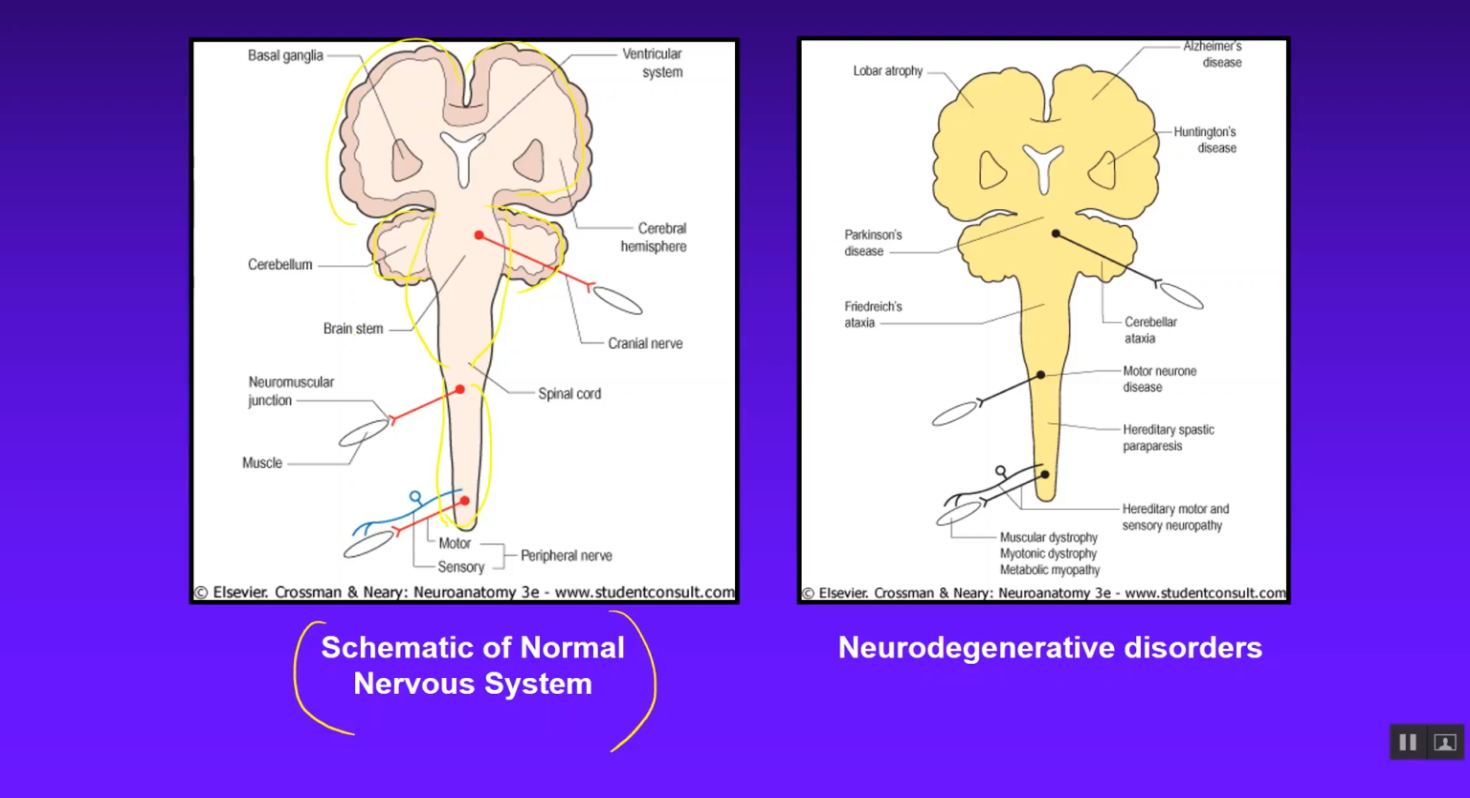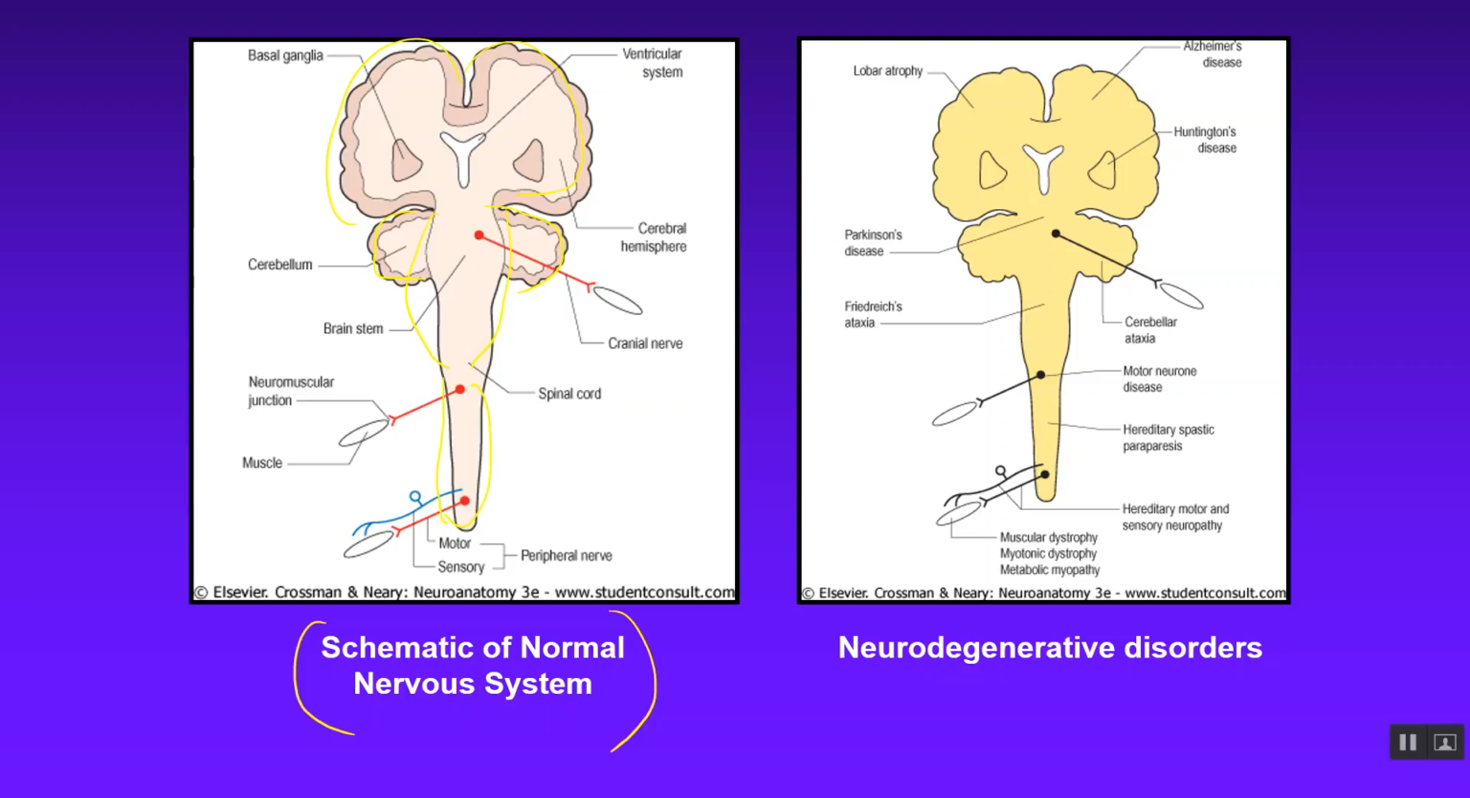So this is what a normal looking schematic would look like for this textbook. Nice and gray, everything's plump, all the structures are there. But if you have a deficit or a problem, it'll show you what it would look like, or where the location of those problems might be.